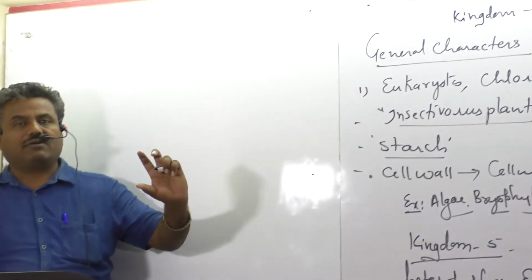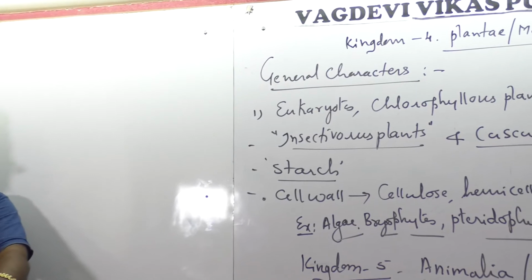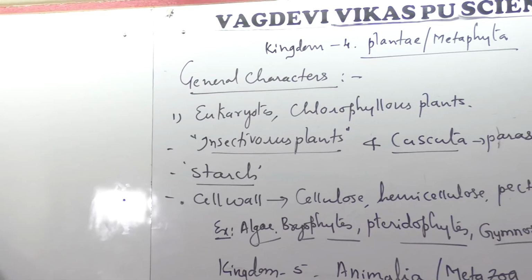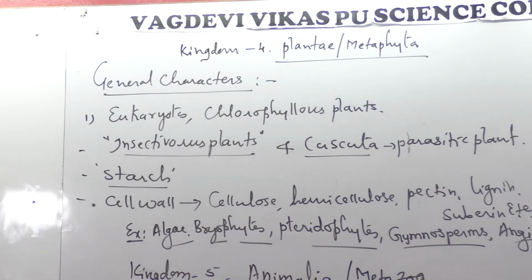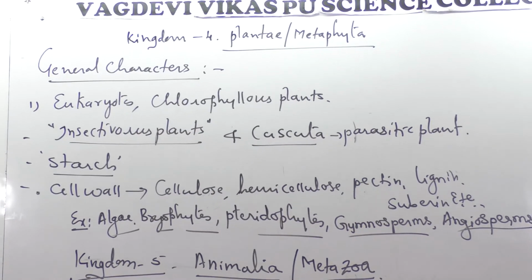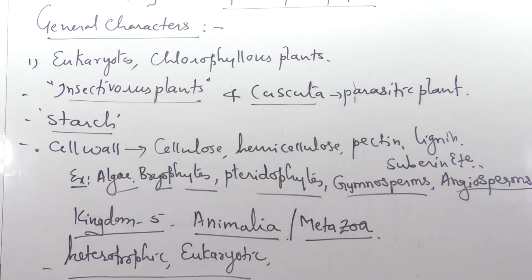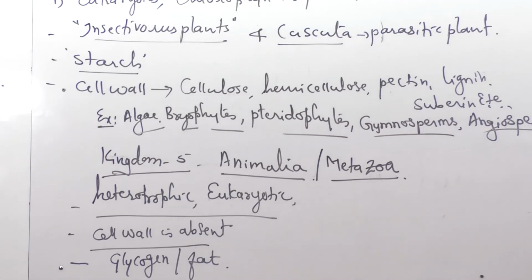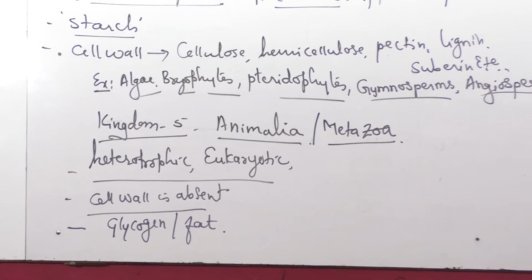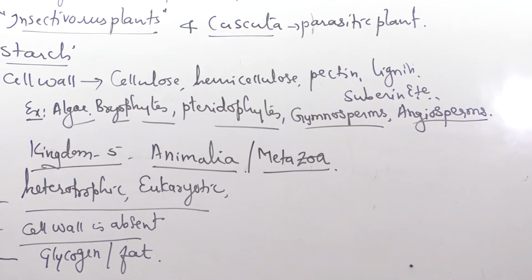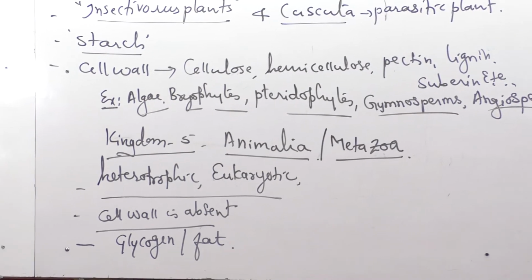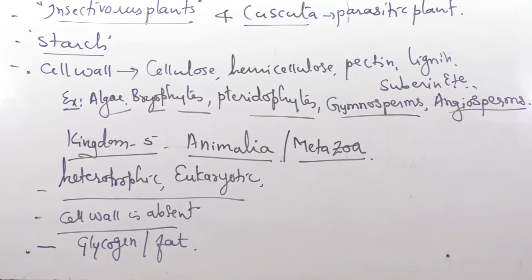Historical information on the 5 kingdom system: according to R.H. Whittaker. R.H. Whittaker classified all organisms into how many kingdoms? The 5 kingdom system, that is Monera, Protista, Mycota, Metaphyta, Metazoa.